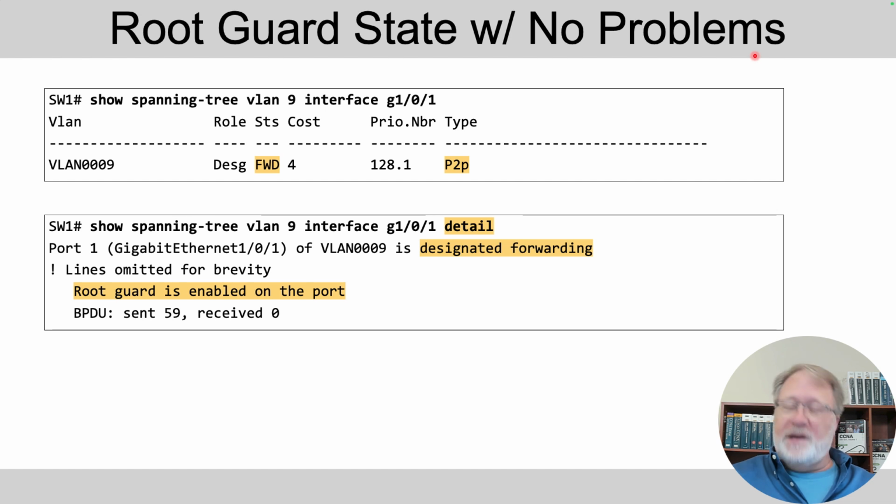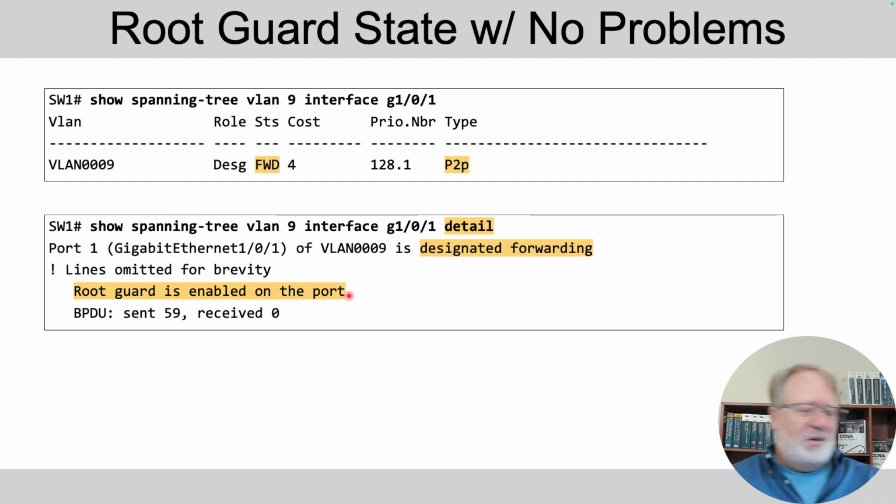no incoming superior hellos. In that case, you do a show spanning-tree interface. Now, if you leave out the VLAN, it shows you the state for all the VLANs. If you include VLAN, it just shows you the state for one of the VLANs. Here, I've limited it to VLAN 9, interface gig 1/0/1 without the detail keyword. I see the interface state is forwarding, and I see it's a point-to-point type. That's great. But if I tack on the detail keyword, I see designated forwarding, which matches up to the shorter command above. But I also see that root guard is enabled on the port, confirming the configuration I just saw.